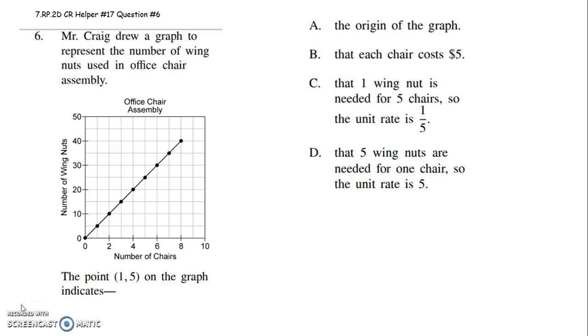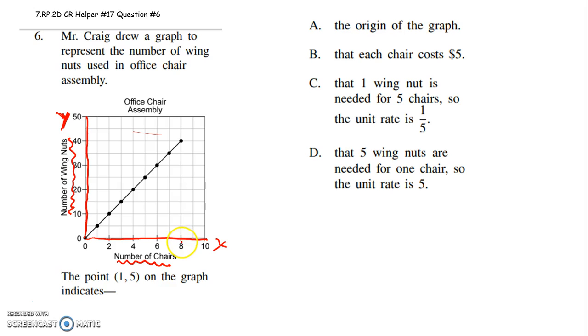All right, 8th graders, this is to help you with question 6 on CR 17. It says, Mr. Craig drew a graph to represent the number of wing nuts used in office chair assembly. If we look at the graph, along the horizontal axis, the x-axis, that represents number of chairs. Along the vertical axis, your y-axis, is your number of wing nuts you'll use.